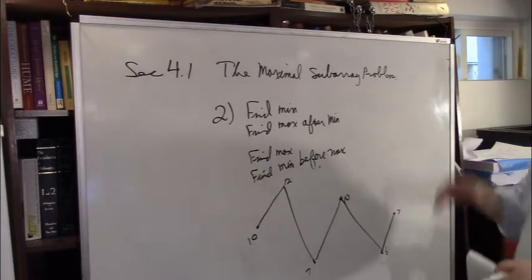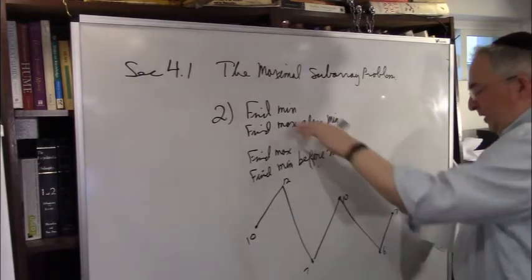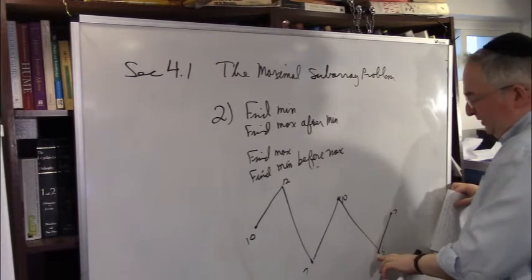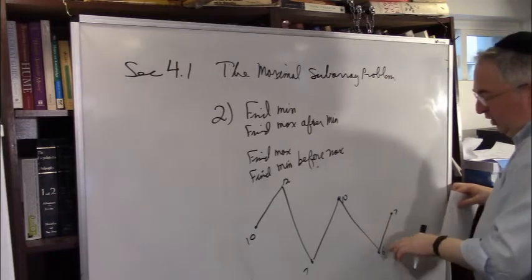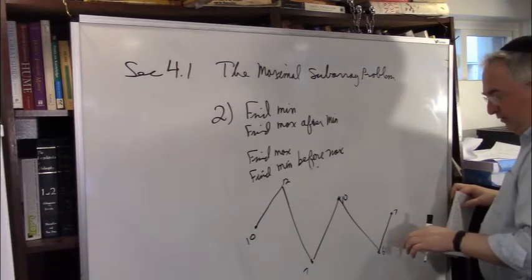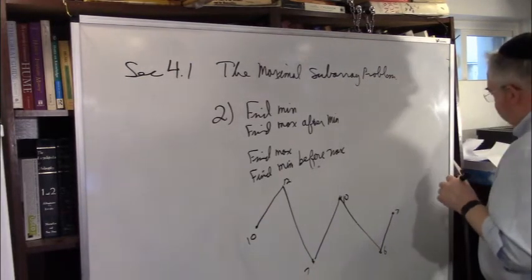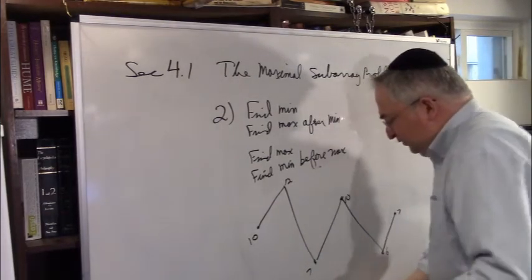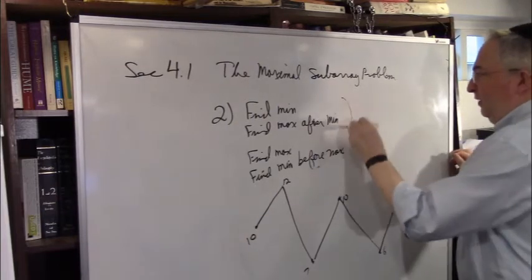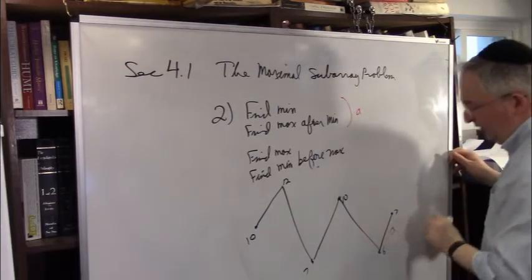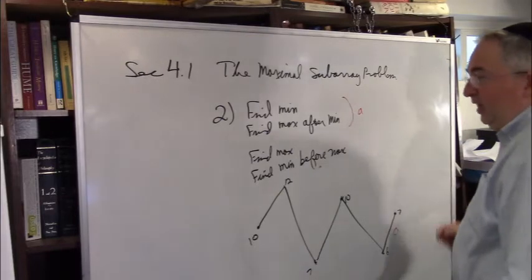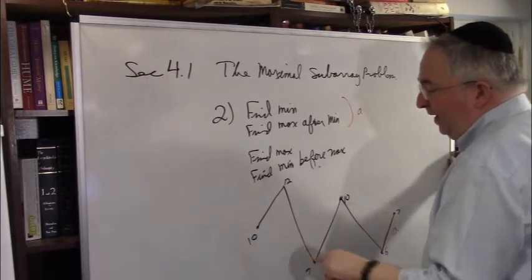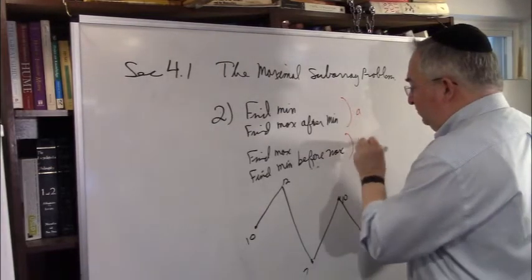Okay, so let's do this algorithm. I find the min, the global min is here, and the max afterward is over here. This is the first thing to do. So we'll call this A. As opposed to that, we find the max, which is 12. Find the min before max. That's that. So this is B.